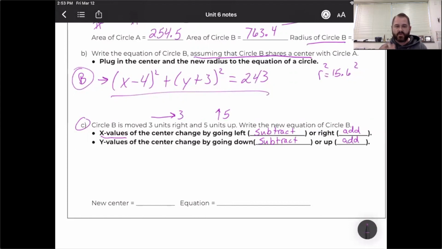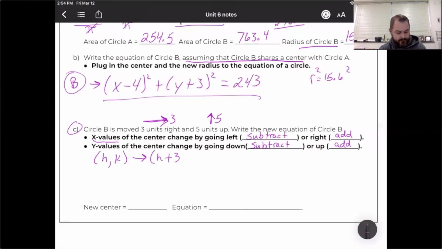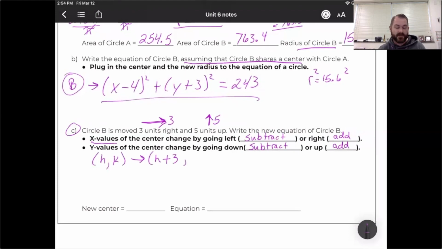So what we're going to do is take the original coordinates of the center, h, k, and apply these changes, right 3, up 5. We're going to take that h value, and if I'm going to the right 3, that means I'm going to add 3 to get a new h value. I'm going to take my k value of the center, the y value of the center, and since I'm going up 5, I'm going to add 5.